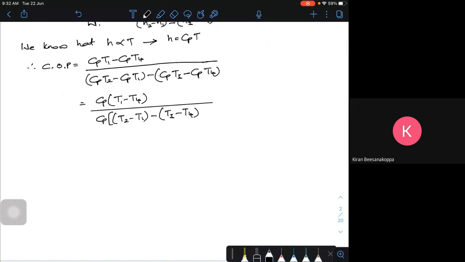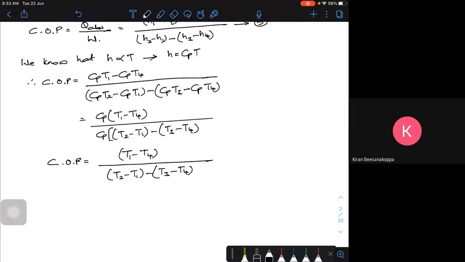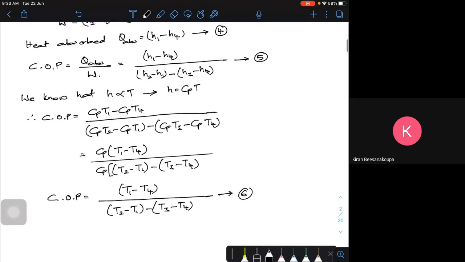I am going to end up with the expression for COP equal to (T1 minus T4) divided by (T2 minus T1) minus (T3 minus T4). So I am calling that equation number 6. Equation 5 is the expression for COP in terms of enthalpies, and equation 6 is the expression for COP for air refrigeration in terms of temperatures.